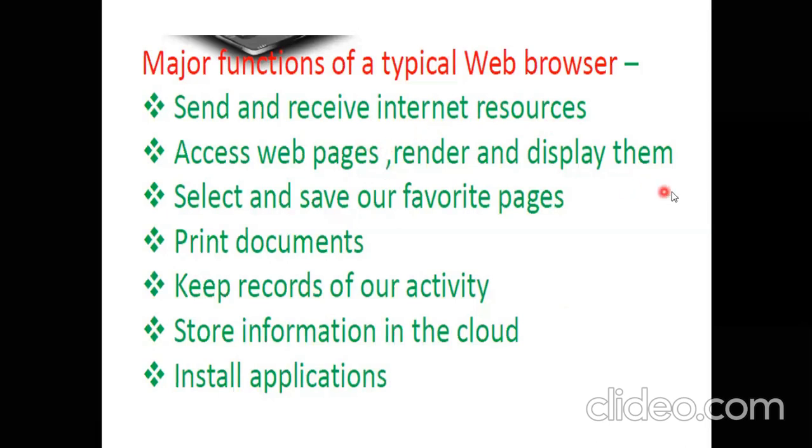Access web pages, render and display them. That means you can access different web pages and see how they have been designed, by rendering the HTML of it. You can select and see our favorite pages, which is a functionality of a browser. You can print documents from it. You can keep records of our activity. Keeping records means you are keeping the history of whatever you have done. So a web browser has a function that keeps a history of whatever tabs you have visited before.